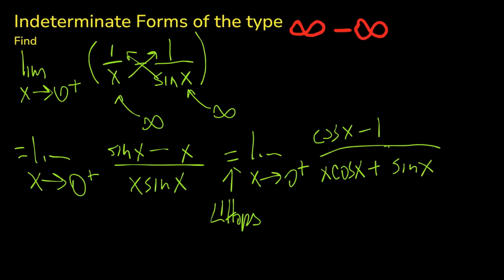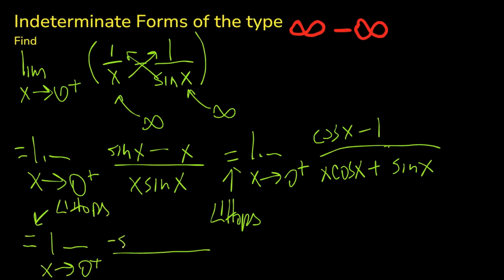And here again, as we let x approach 0 from the right, we would have 0 over 0 again. So we're going to apply L'Hopital's rule again. The numerator is going to be negative sine x. And the denominator, we have to use the product rule on the x cosine x.